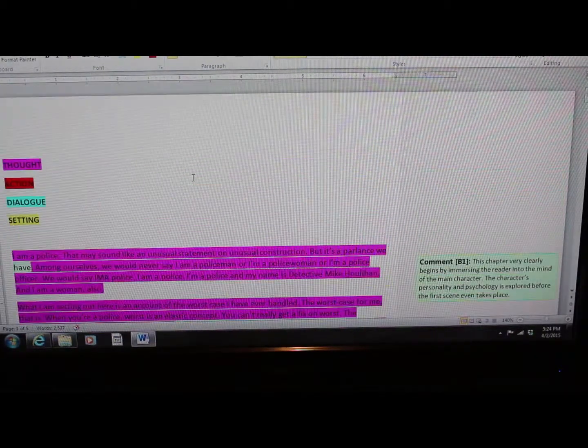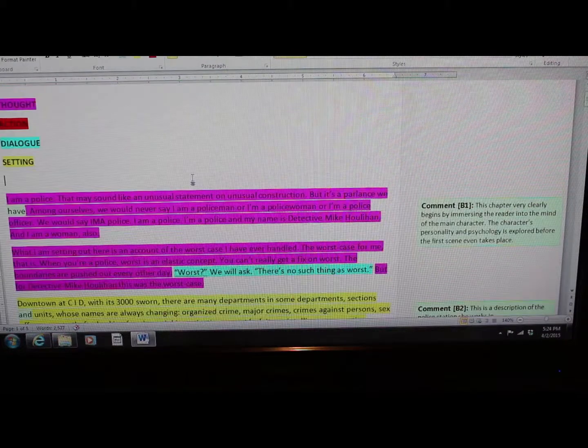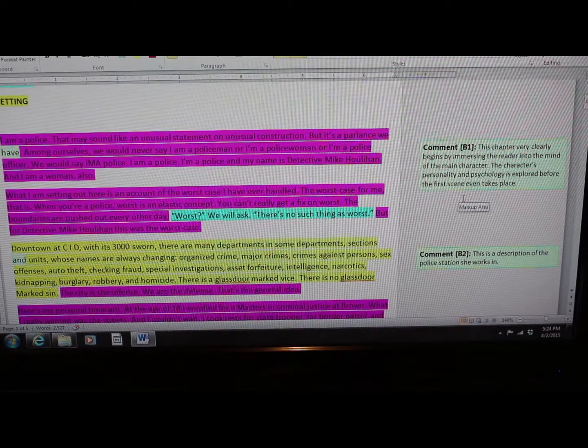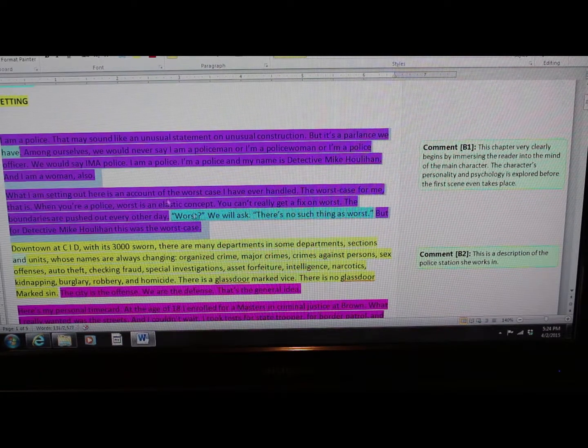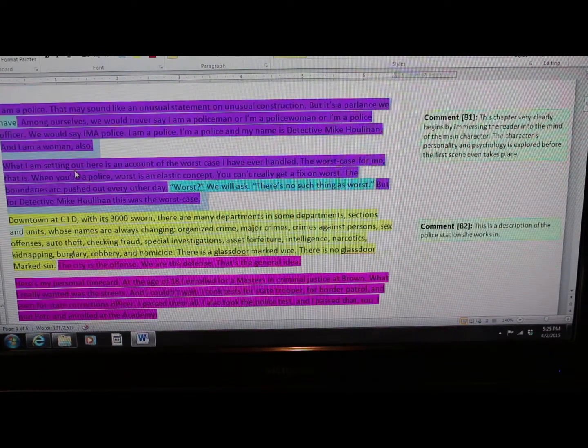So the first thing that becomes apparent looking at this, just glancing at it, is that this looks way different than the Dan Brown example. This is mostly purple and yellow. Mostly thought and setting. So the first thing I have to note is that this chapter very clearly begins by immersing the reader into the mind of the main character. The character's personality and psychology is explored before the first scene even takes place. So for the first two paragraphs exclusively, we are discussing the perceptions of the main character, the narrator.